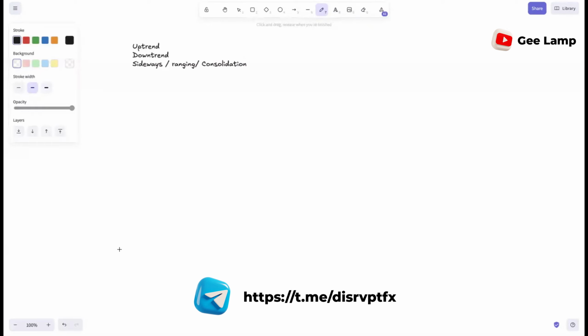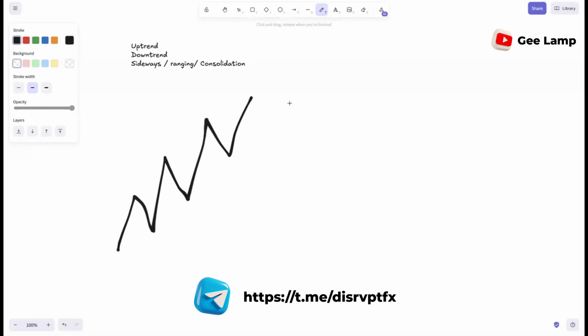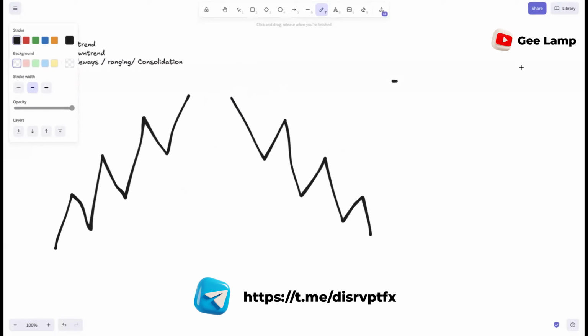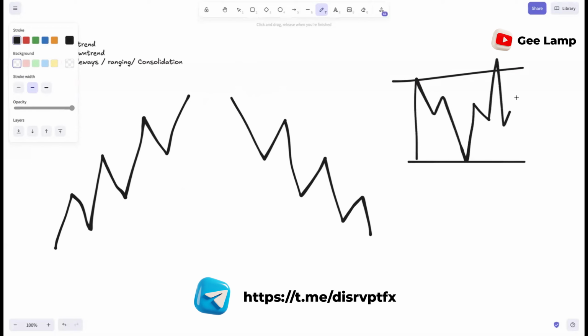When it comes to an uptrend, we have the market moving in a series of highs. When it comes to a downtrend, we see the market moving in a series of lows. And in a sideways market, we see that the market is just stuck between a floor and a ceiling where the market just goes and bounces off. So that is the sideways or the ranging market.